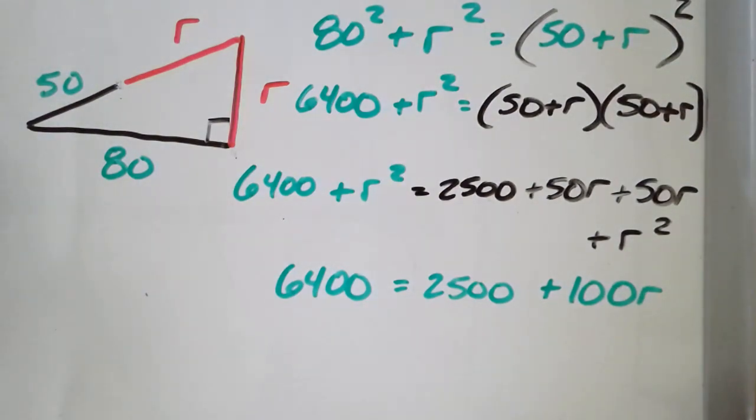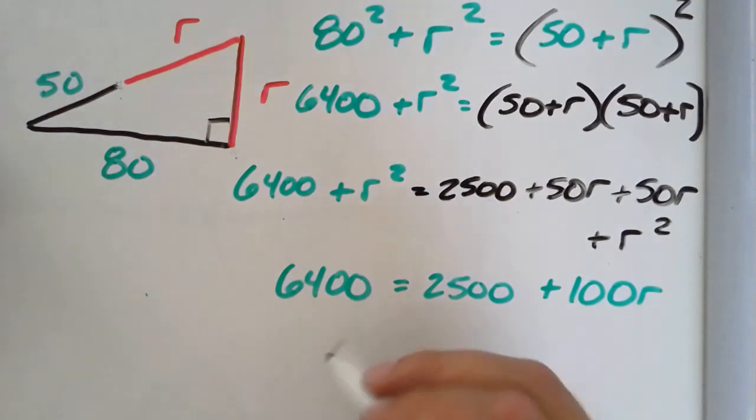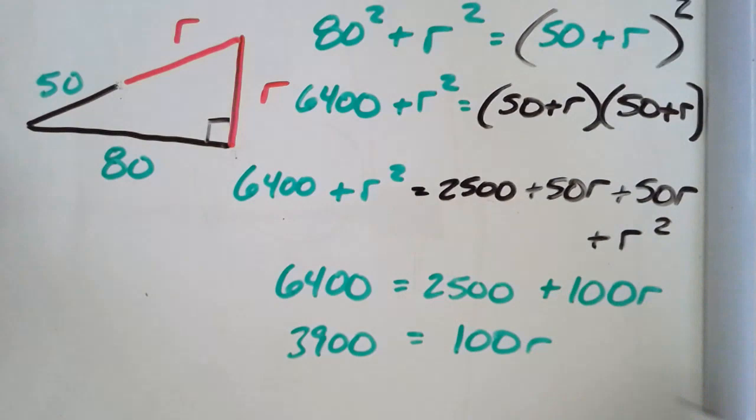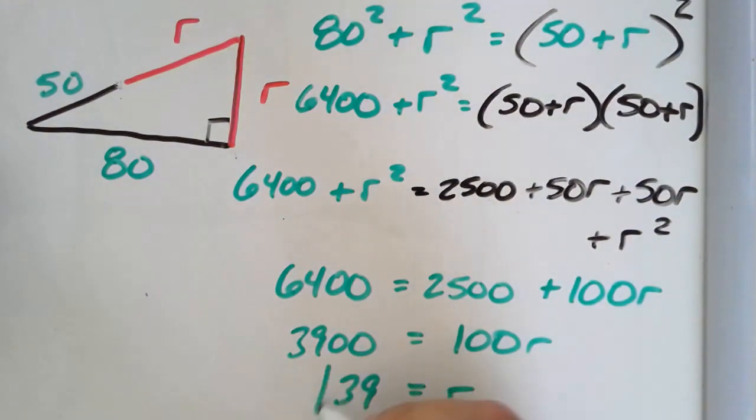And now I can just go about solving this like anything else. Subtract 2,500 from both sides. It comes out to 3,900 is equal to 100r. Divide both sides by 100. R is 39 feet.